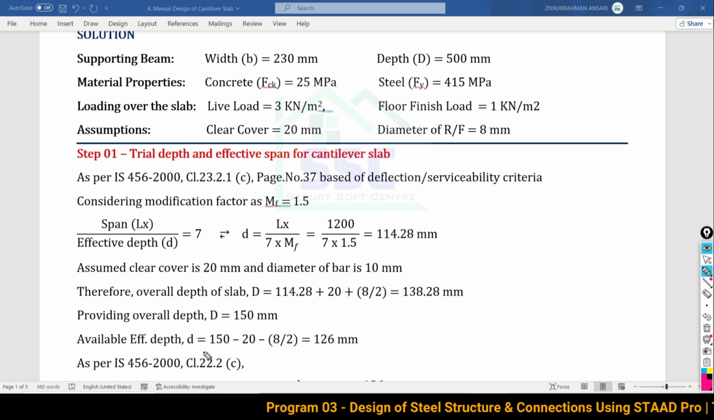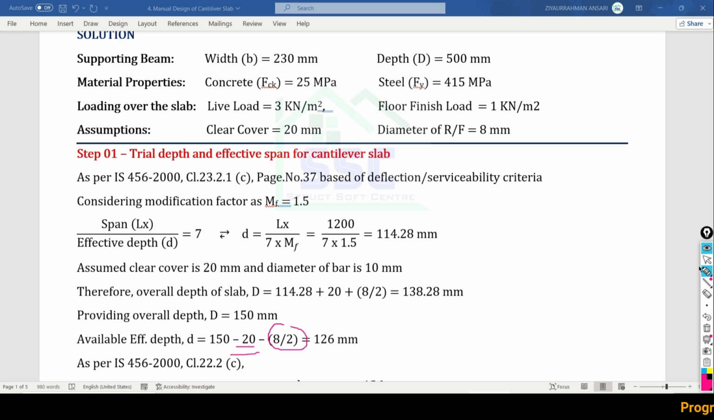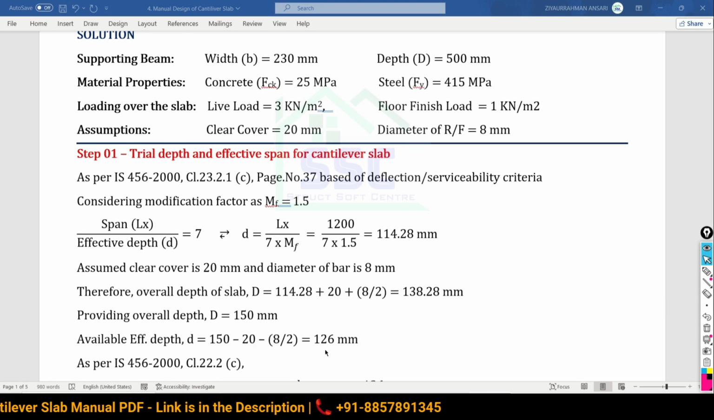Now the available effective depth finally, so 150 minus 20. Now at this time the right value is present here. Earlier, I have to correct this also. We are considering the 8 mm diameter of bar, not the 10. So after doing this calculation, what effective depth is available?